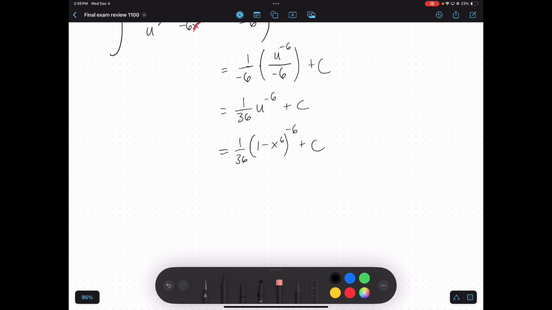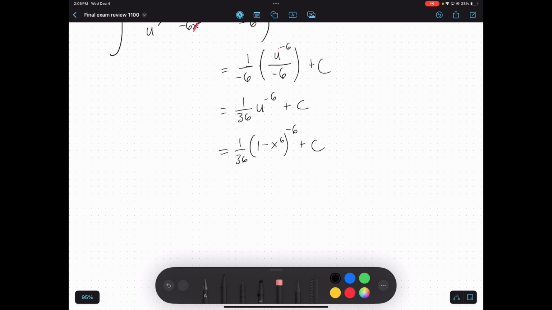Awesome. Any questions about that one? Could you just do 1 minus x to the 6th to the negative 6 over 36 plus c? Yeah, you can combine that into one fraction if you want.